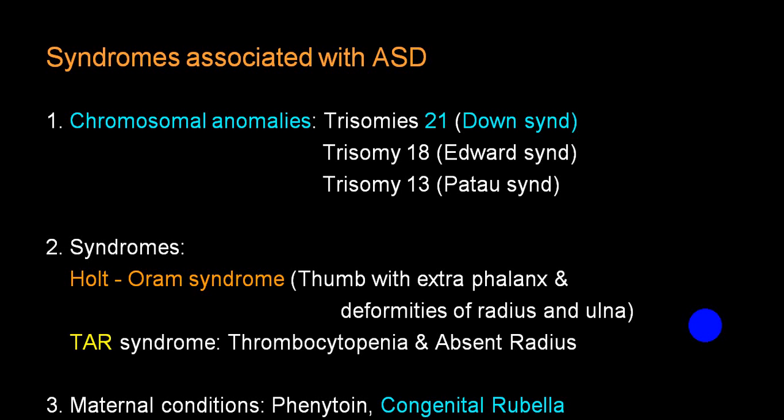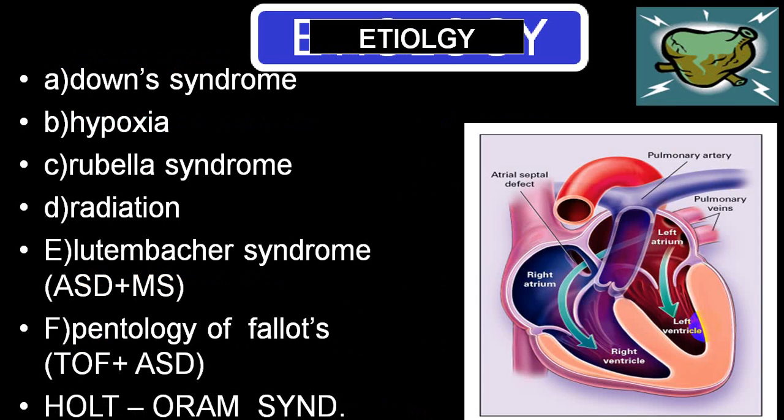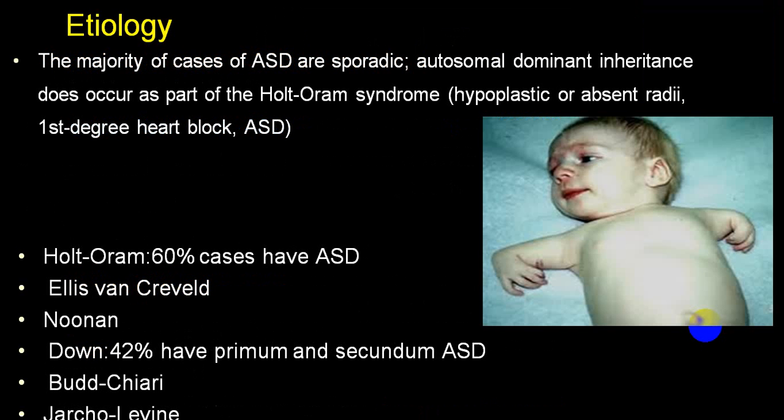And if the mother during pregnancy gets rubella, it is called congenital rubella syndrome, or if the mother is on teratogenic drugs like phenytoin sodium, the child can develop congenital heart disease. So these are some of the congenital conditions which can be there. This is classical, what we call Holt-Oram syndrome, where you will have deformities in the upper limb. 60% of the cases will have an ASD. In Noonan syndrome, 30%, and Down syndrome, 42%, and this particular Down syndrome will very commonly have ostium primum or ostium secundum defect.